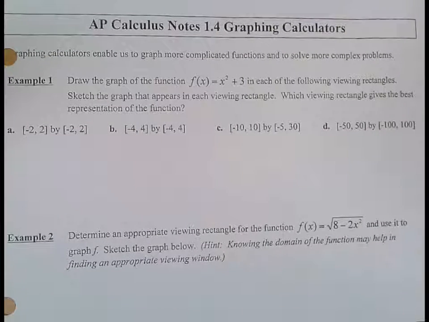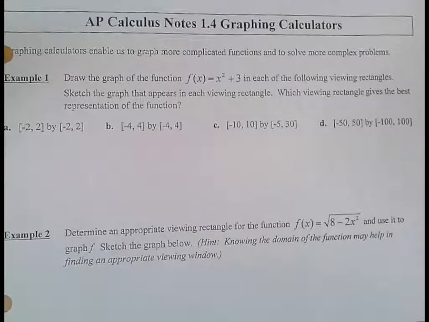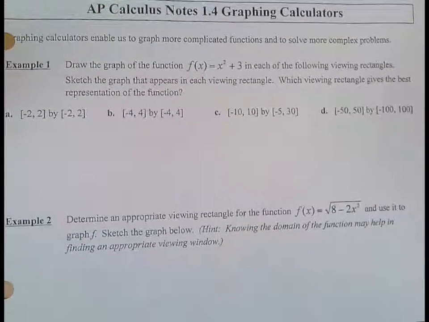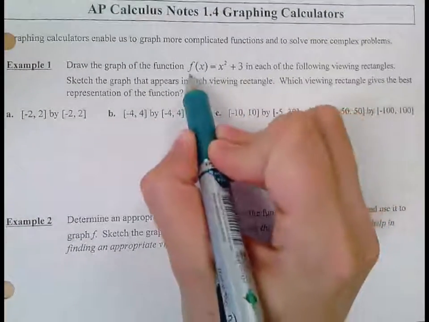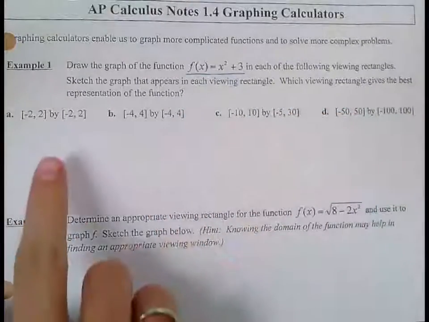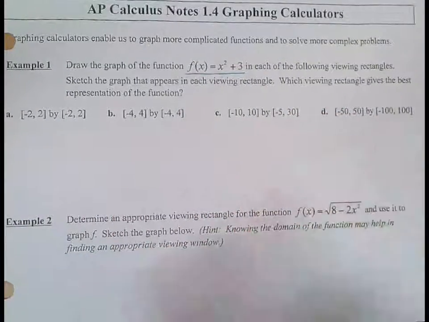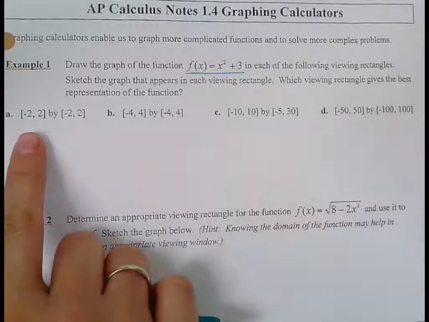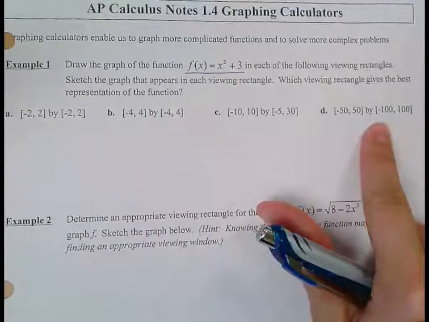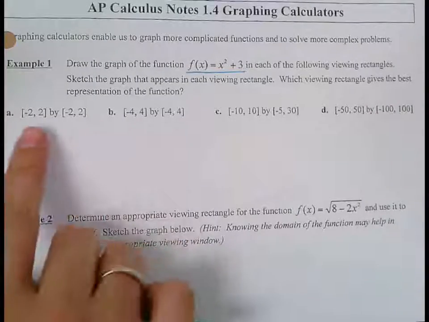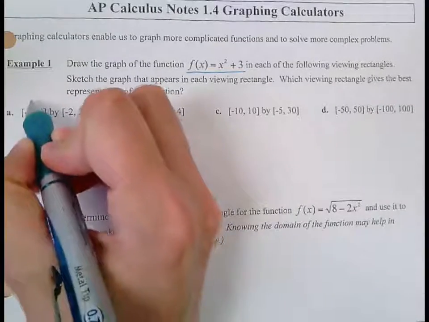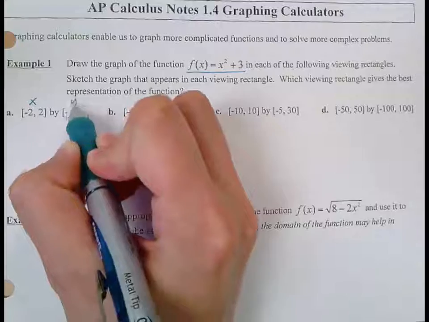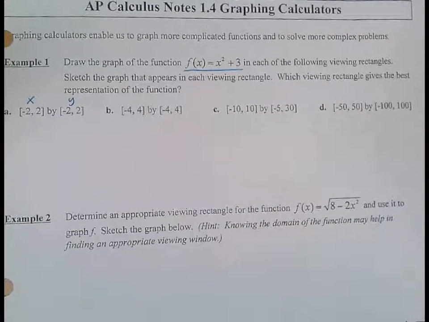Looking at the first example, it says to draw the graph of the function f of x equals x squared plus 3 in each of the following viewing rectangles, and then sketch the graph that appears in each viewing rectangle and answer which viewing rectangle gives the best representation of the function. In looking at each of these viewing windows, the first interval is the interval for the x values, and the second interval is the interval for the y values.